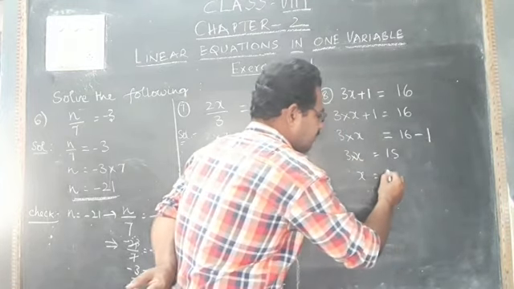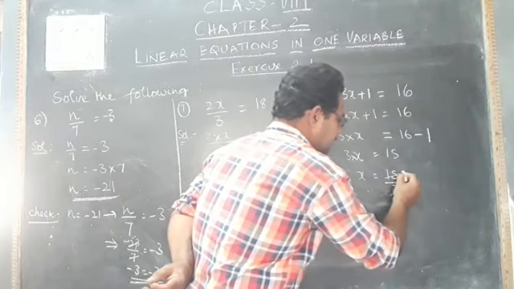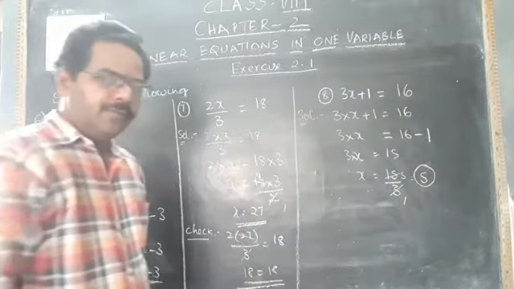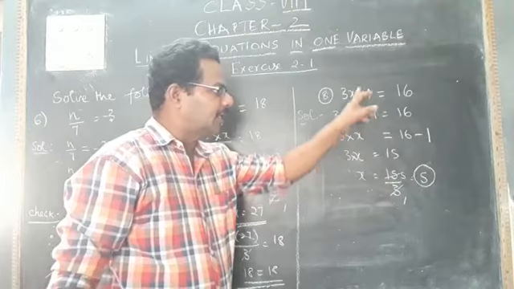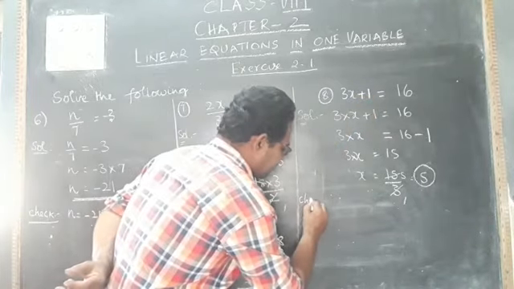Now x is equal to 15 divided by 3. So 3 fives are 15. x is equal to 5. After simplification, the solution we got is 5. Is this 5 true or false? We shall check.